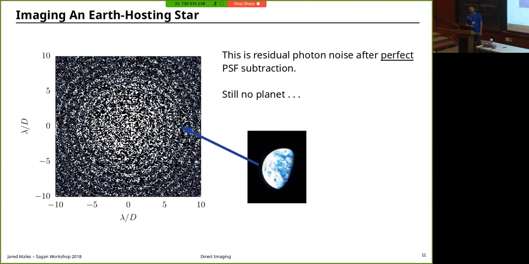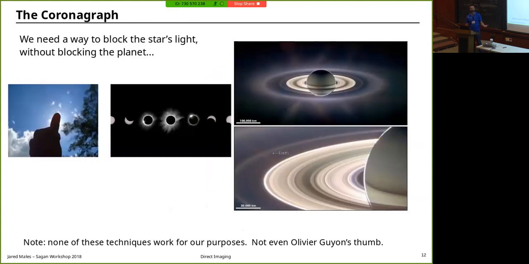So the number one thing we need to do this little science project of imaging planets like the Earth is a coronagraph. So we need a way to block the light from that star. The simplest coronagraph is to get Olivier Guillaume to put his thumb over the star. That'll work. You could wait for a solar eclipse. You could fly Cassini out to Saturn. And that's actually the perfect example. We're using something to block the sun so that we can see an Earth-like planet. This is a 10 to the minus 10 image of a planet next to a G-star.